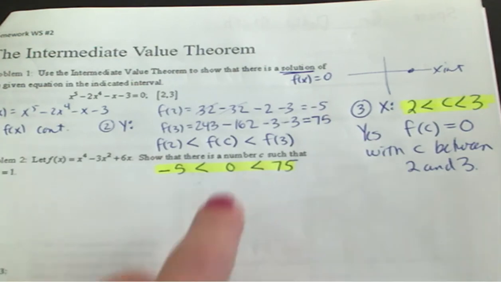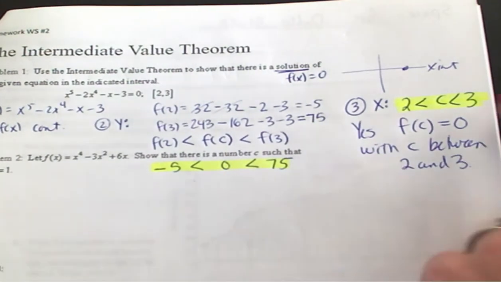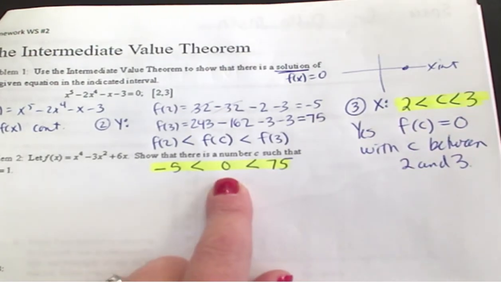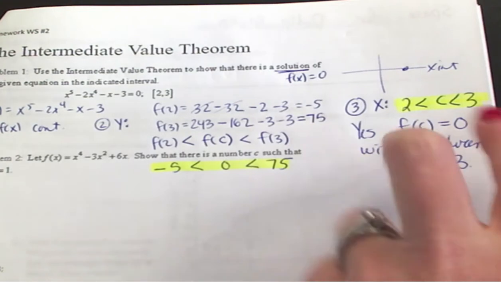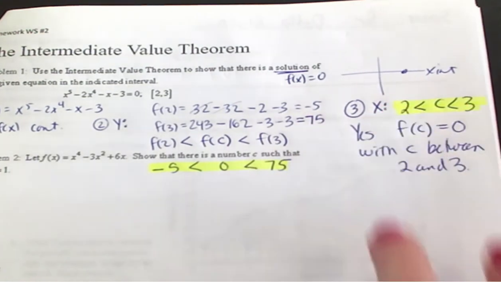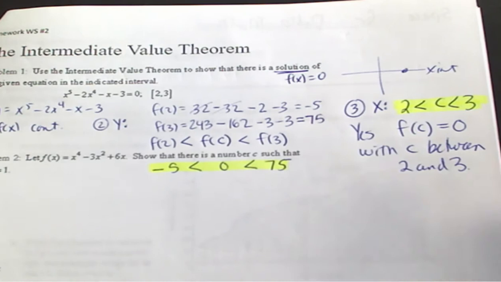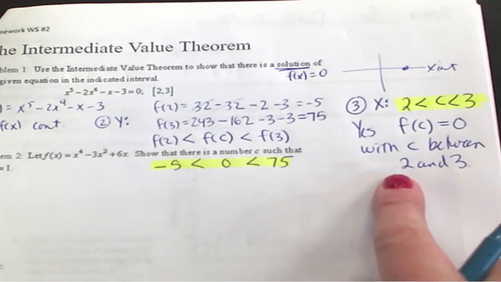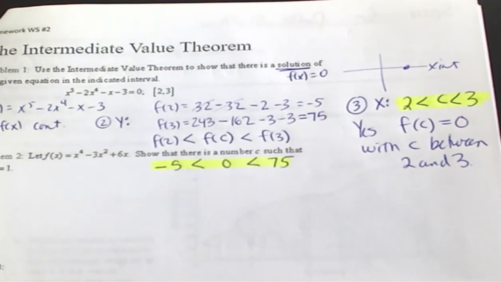Why did you say yes? Because this inequality works, and so does this one. It's the y one that you really have to look at. The x is going to be between 2 and 3. Yes, there's a c value such that there is a solution as long as c is between 2 and 3.